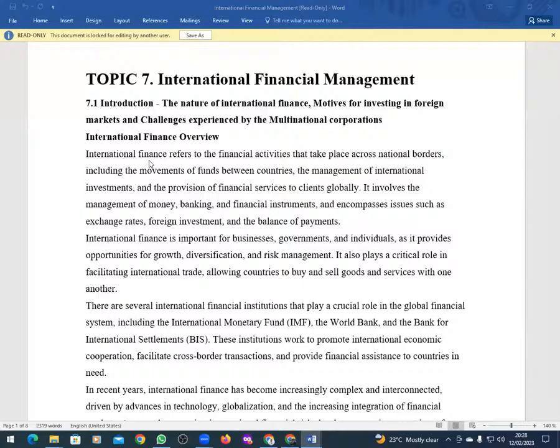Now, international finance refers to the financial activities that take place across national borders, including the movement of funds between countries, the management of international investments, and the provision of financial services to clients globally. It involves the management of money, banking, and financial instruments, and encompasses issues such as exchange rates, foreign investment, and the balance of payments.